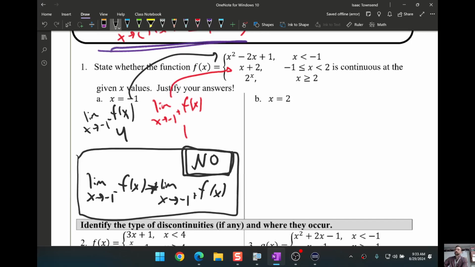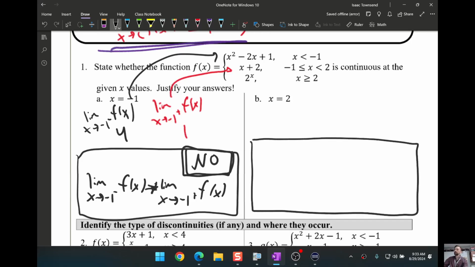Okay, if I do the same thing for part B, again, I'm kind of assuming that it's yes to start off. I'm going to think about, is there a point at f of 2? So I could plug 2 in here. I would get 4. When x is 2, y is 4. So f of 2 certainly exists. There's a point at x equals 2.